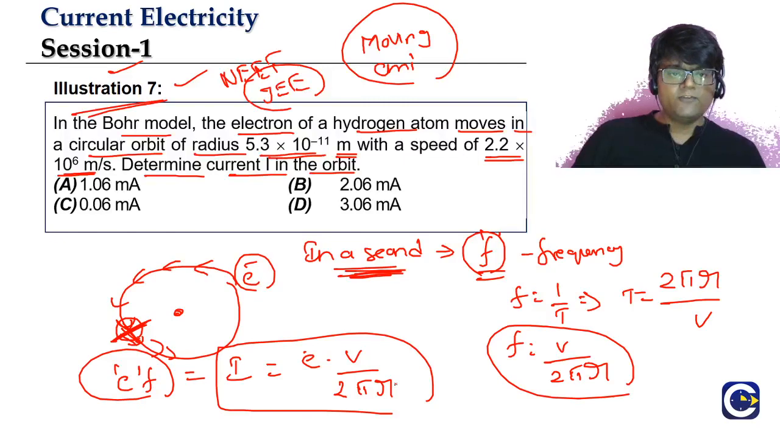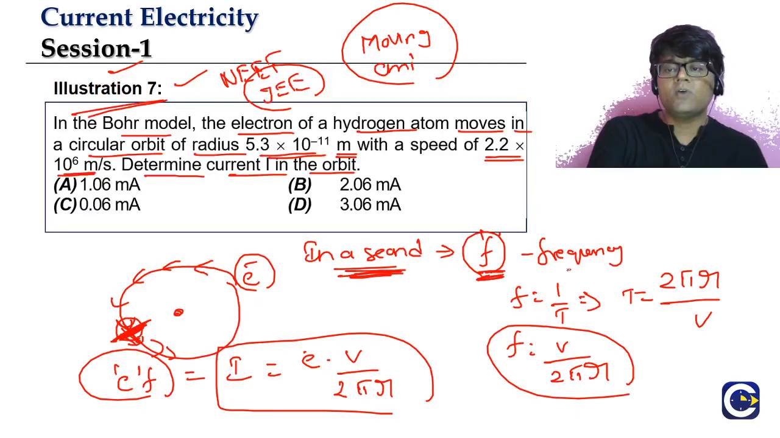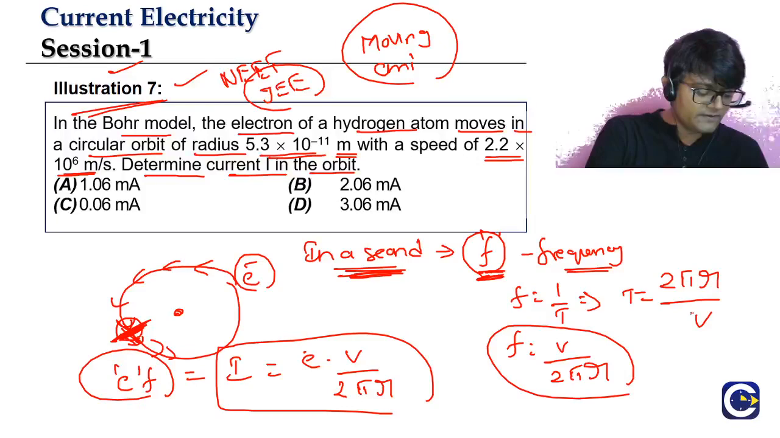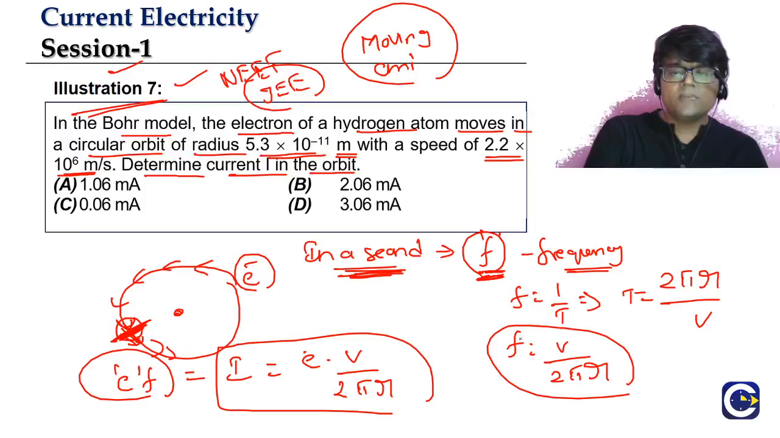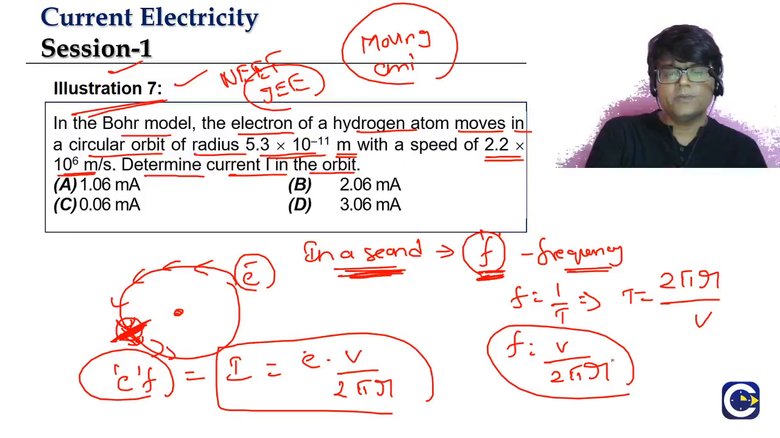So it's like a formula question. We just need to understand the idea here. What is the idea here, guys? If you look at the electron orbit, any point you mark, the electron is going to cross the point in a second F number of times. F is frequency. What is the frequency formula? 1 by time period. The time period formula is 2 pi r by V. So frequency will be V by 2 pi r.